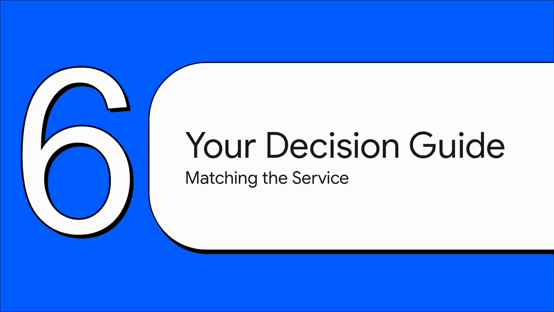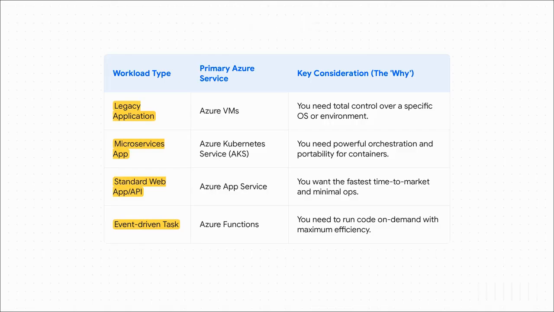Okay, so we've traveled across the entire spectrum, from having total control with VMs all the way to total simplicity with functions. Now, let's pull all of that together into a simple, actionable guide you can whip out at your next architecture review. Just think of this table as your go-to cheat sheet.